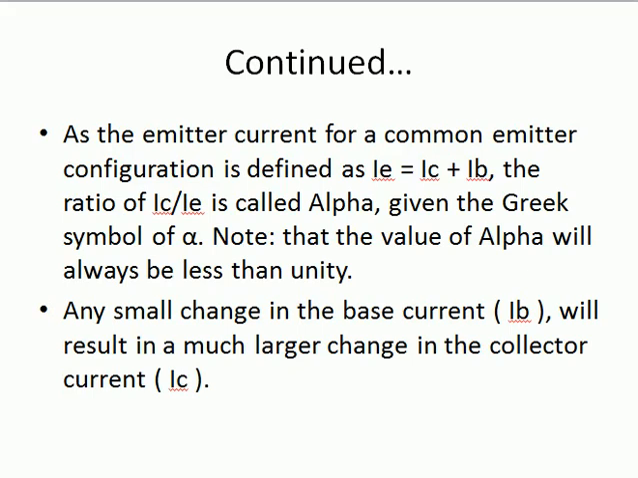As the emitter current for the common emitter configuration is defined as IE is equal to IC plus IB, the ratio of IC over IE is known as alpha. We have discussed it in the common base configuration, and it is given the symbol alpha. Note that the value of alpha will always be less than or equal to 1. It may be less than 1 or it may be equal to 1. Any small change in the base current will result in a much larger change in the collector current, because of the relationship IE is equal to IC plus IB.